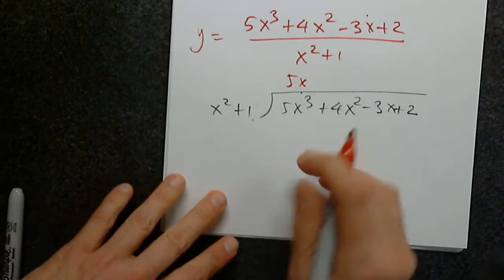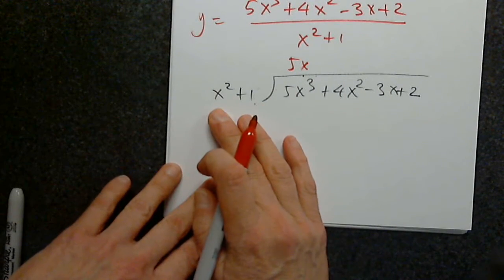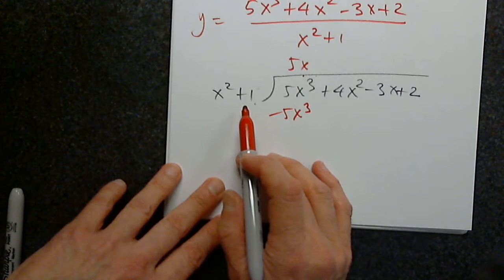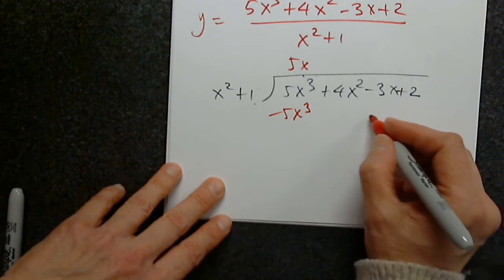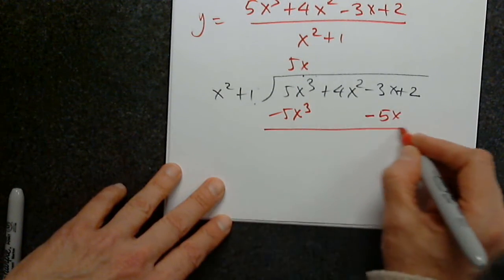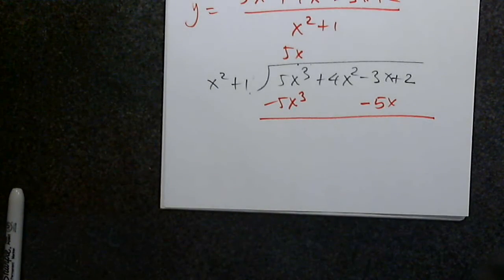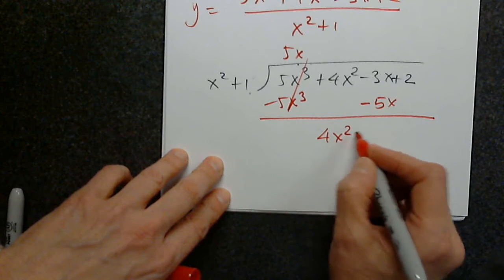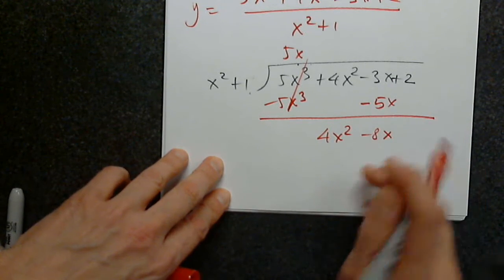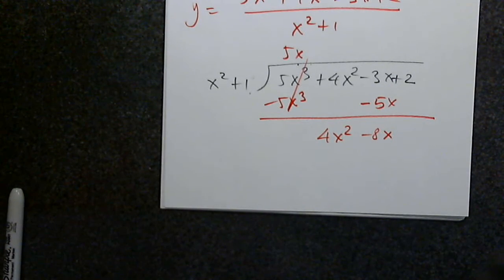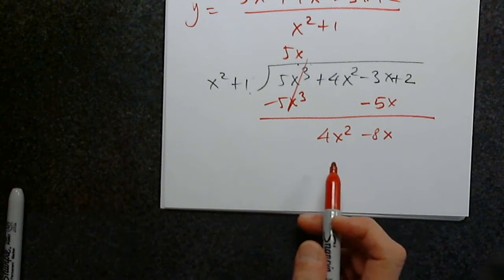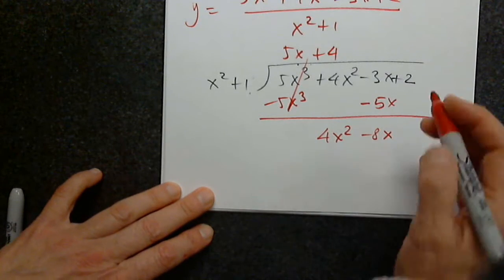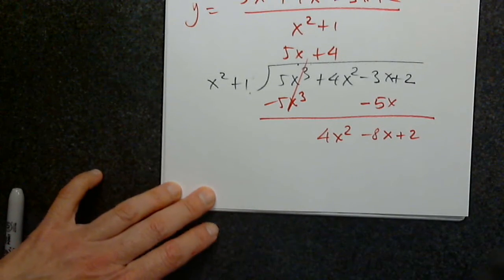Yes. So then 5x times x squared is 5x cubed, subtract. 5x times 1, 5x, subtract. Be very careful where you put it. These two go away, bring down the next in line. And this is negative 8x. And then x squared times what is 4x squared? It will come up. We can bring it down if you want.